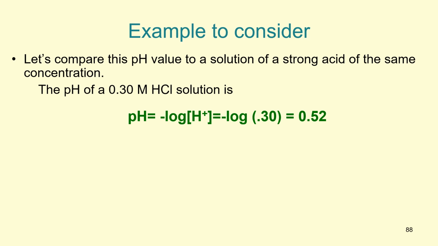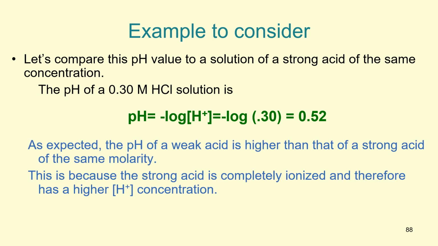If we compare the pH of a solution to a strong acid of the same concentration, let's say we had 0.3 molar HCl, that would give us a pH of 0.52. So clearly, weaker acid means it's much less acidic. The pH is much higher for the weak acid, and that's because the strong acid completely dissociates. So the stronger the acid, the larger the Ka, and the lower the pH of that solution will be.